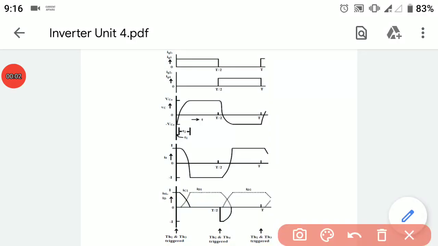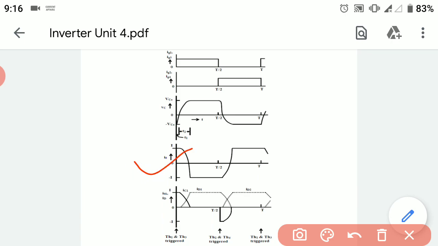This is the waveform for the current source inverter. As we can see, this is the conduction time for thyristor T1 and thyristor T3, and this is the conductive period for thyristor T2 and thyristor T4. So this is the conduction time for the first pair, and this is the conduction time period for the second pair.